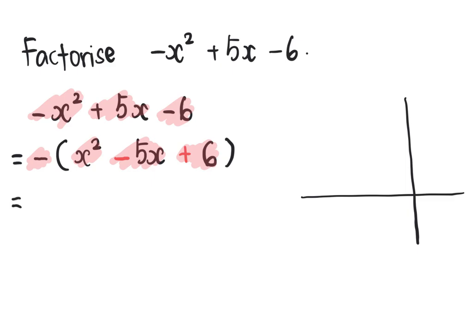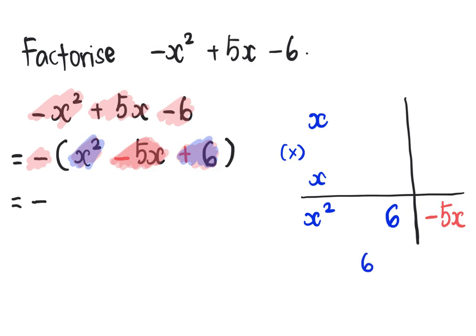And so my answer will always have the negative outside. But now is the time for us to factorize the brackets inside. You will see me writing this down. And when I use the cross chart to help me, x squared and positive 6, and my 5x is negative 5x. This is pretty straightforward. X times x will give me my x squared.